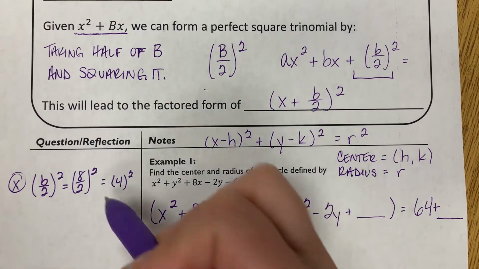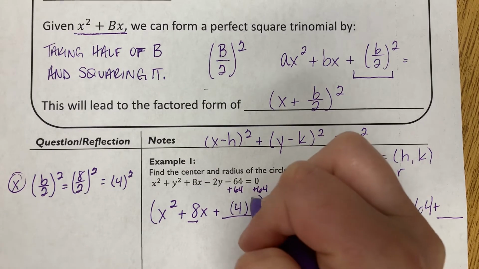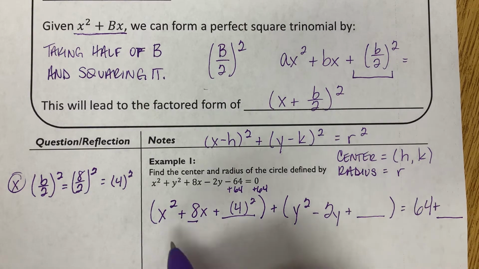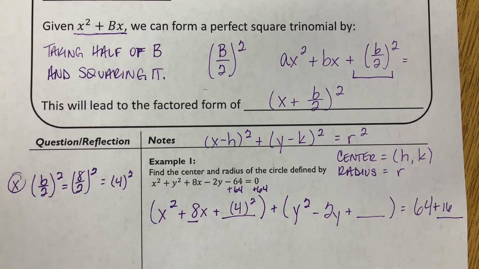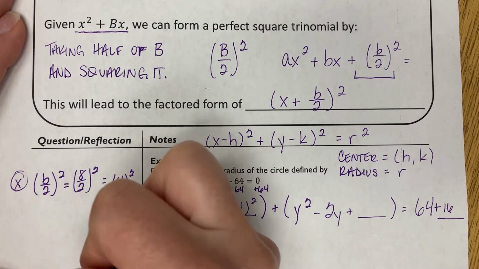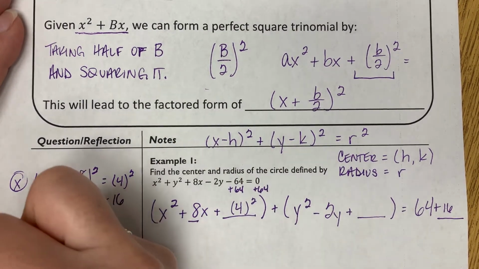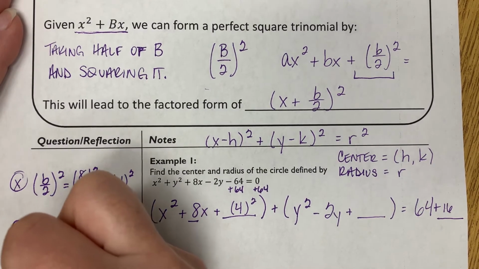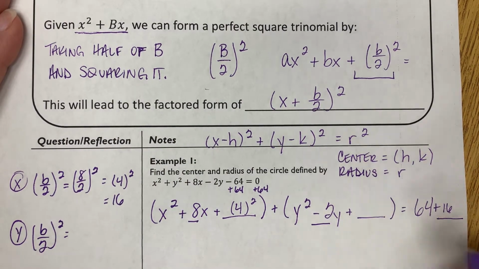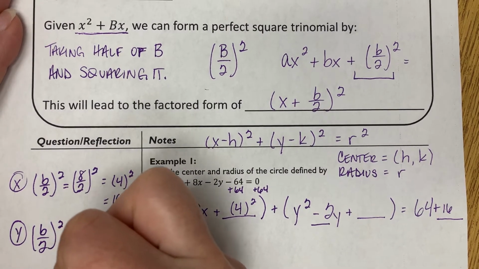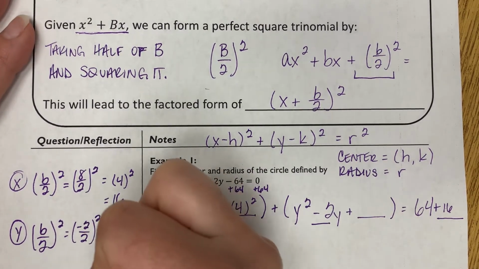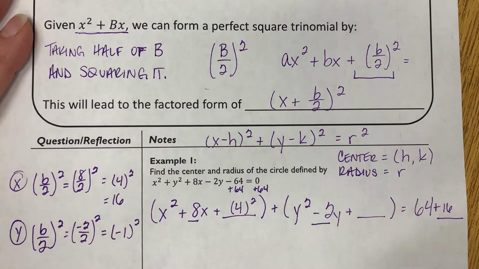Now watch, I'm going to put this form in here because it's going to help me rewrite it as a factored form a little easier. But I'm going to add 16 because 4 squared is 16. If you want to write yourself a little note down here, you can also include that. Now we're going to do the y, and same idea, b divided by 2 squared. And so our b for the y's is negative 2 divided by 2. Don't forget to square it. So that's going to be negative 1 squared.